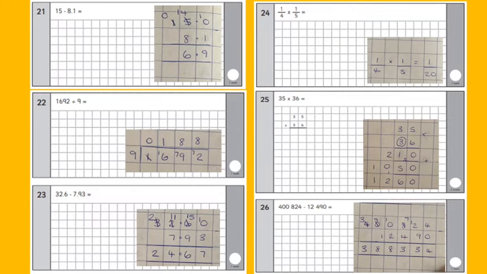Number 22. We have got 1,692 divided by 9. Again, write out your 9 times tables. I actually did write out my multiples of 9, but have managed to somehow crop that off the bottom. I'm very clever like that. So make sure that you do actually write those out, because it just prevents you from making silly mistakes.